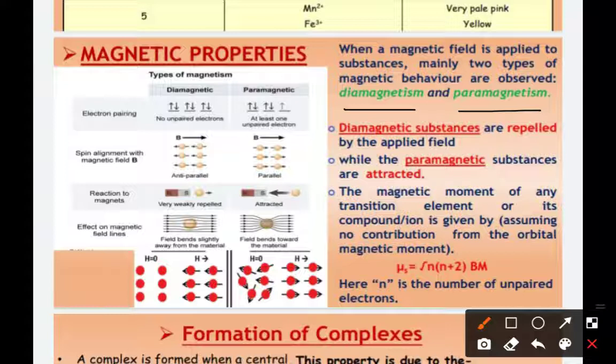Diamagnetic substances are repelled by the applied field, and paramagnetic substances are attracted by the magnetic field, as it is written. Now to add to these, you must know that the substances which are repelled by the applied field have no unpaired electrons in them. So the diamagnetic substances have no unpaired electron in them. Now the other one, paramagnetic substances, which are attracted by the magnetic field, have unpaired electrons in them.